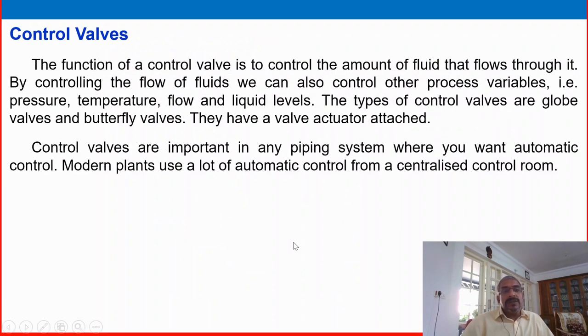So control valves. The function of a control valve is to control the amount of fluid that flows through it. By controlling the flow of fluids, we can also control other process variables, for example pressure, temperature, flow and liquid level. The types of control valves are globe valves or butterfly valves. Not only globe and butterfly, many other types of valves are there. That we will discuss in the valve section. There is a valve actuator, a new word. We will look into what an actuator is.